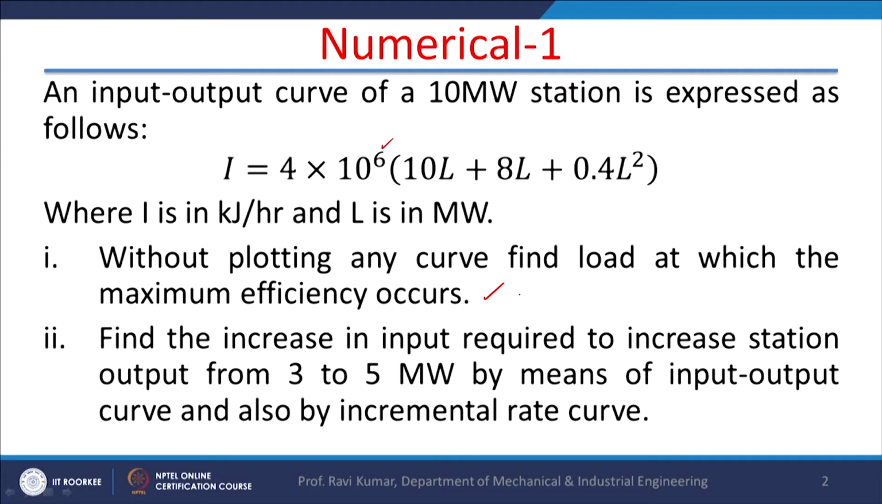So, first of all, the load for maximum efficiency has to be found out. Another part is to find the increase in input required to increase station output from 3 to 5 megawatt by means of the input-output curve and also by the incremental rate curve. By both the methods, we have to find the change in the input energy from 3 megawatt to 5 megawatt. So, start with the maximum efficiency.